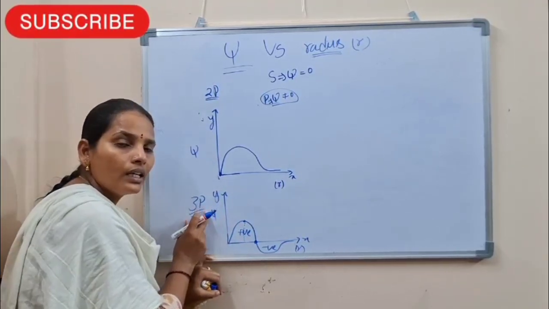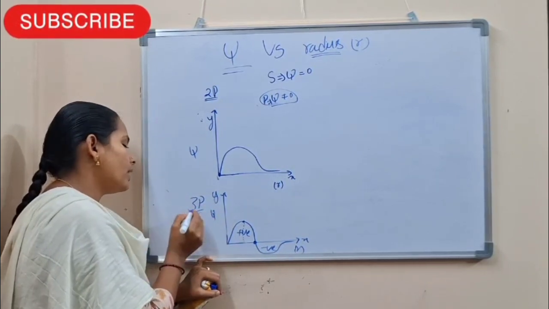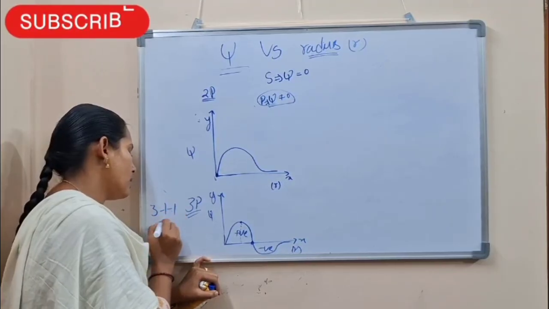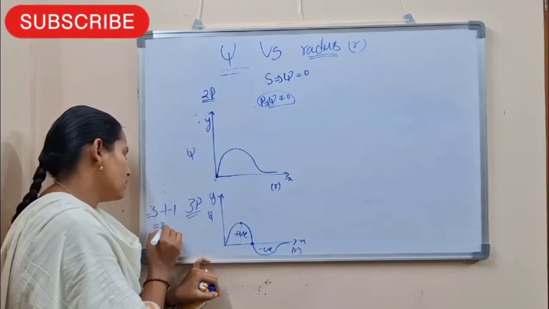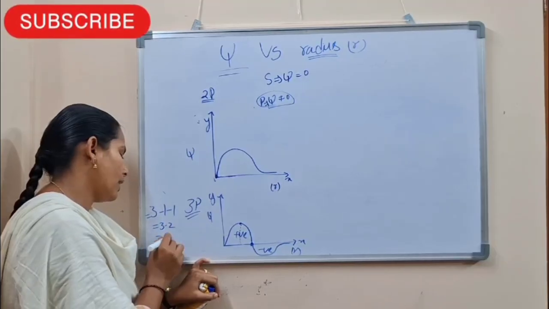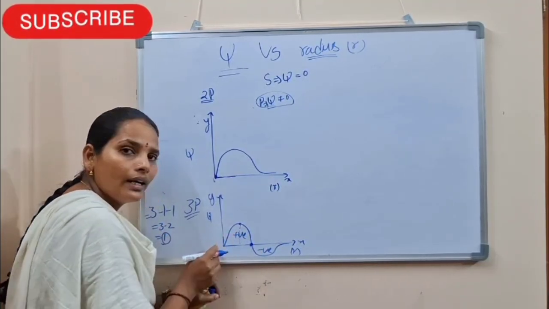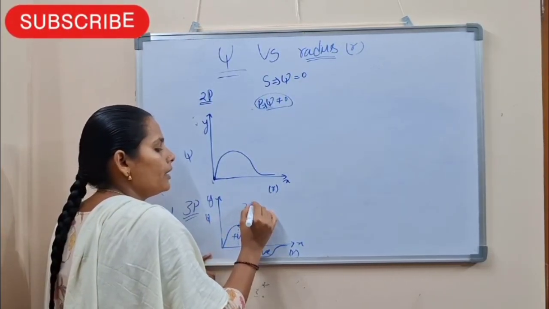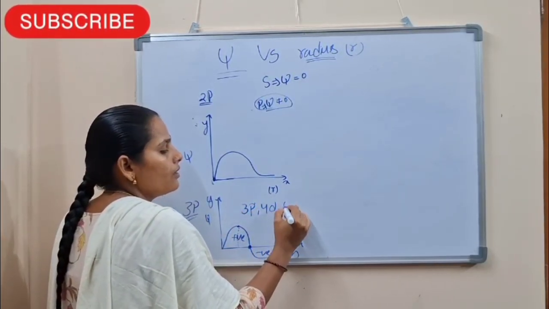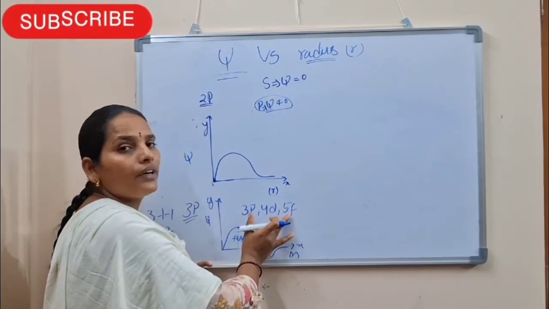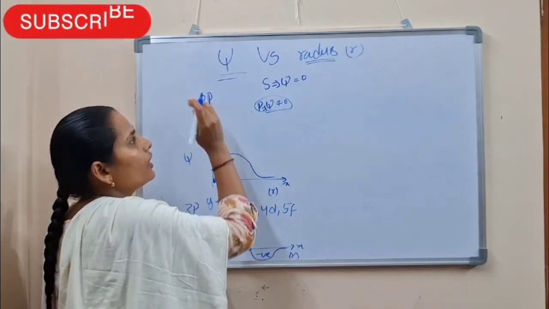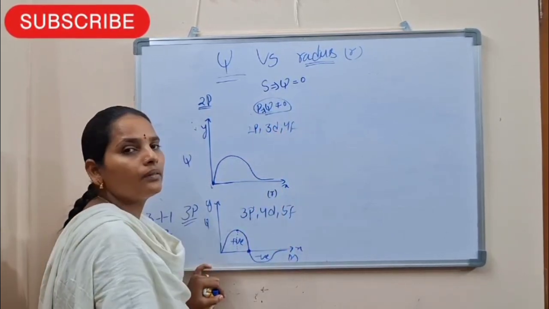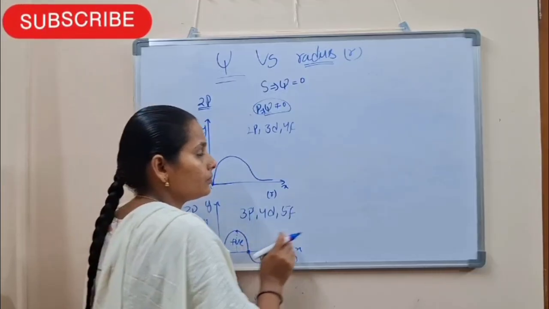For p orbitals, let's calculate the radial nodes. For the 3p orbital, n is 3 and l is 1, so n minus l minus 1 equals 3 minus 2, which equals 1. This 1 is nothing but this radial node. This graph is not only for the 3p orbital, it is for 4d and 5f also. In all these we find one radial node. The graph for 2p is also the same for 3d and 4f.